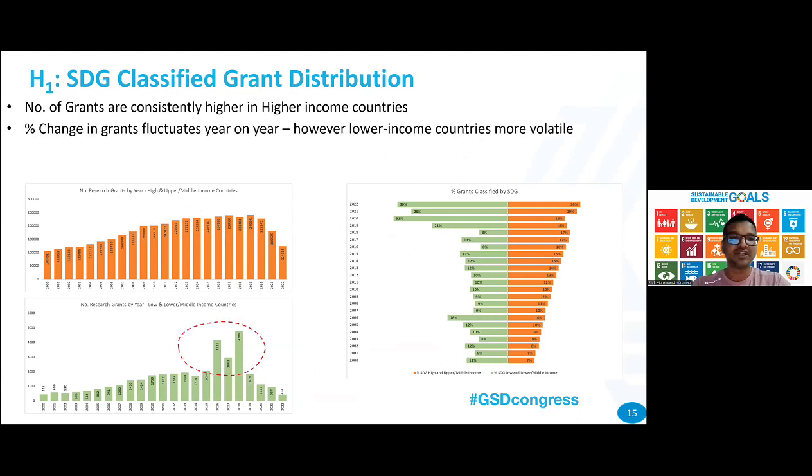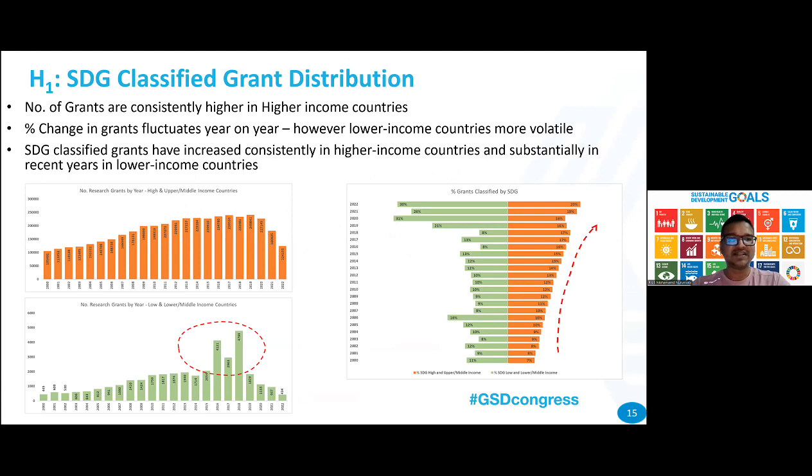And this percentage change in grants fluctuates year by year. However, low-income countries are more volatile. The SDG-classified research grants have increased consistently in higher income countries, and substantially in recent years, the low-income countries are prioritizing this area.